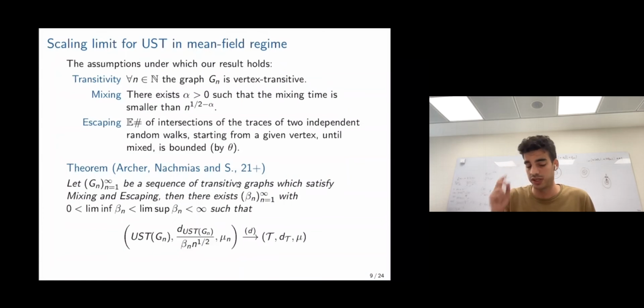I will also mention, about this escaping property, that if we look at the infinite case, when d equals 5, this is the first time that if you take two simple random walks starting from the origin, they will intersect one another only finitely many times.